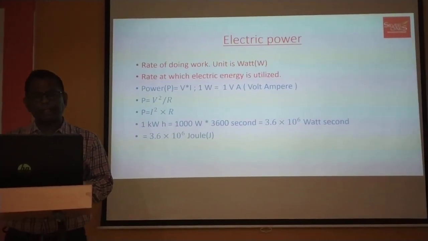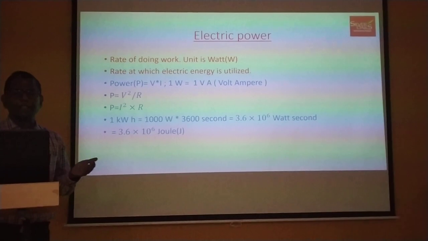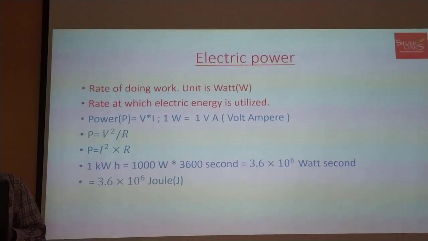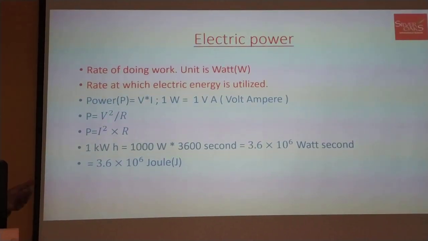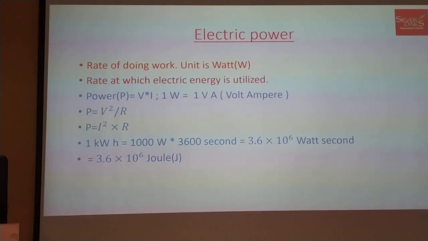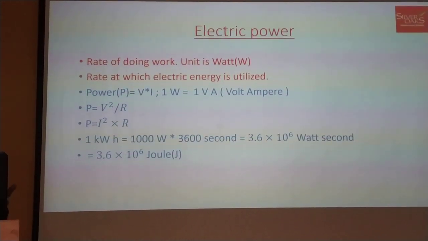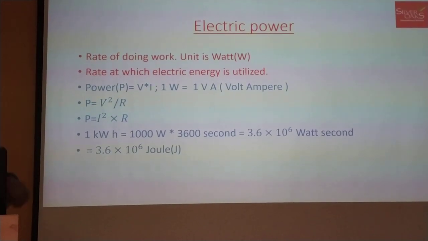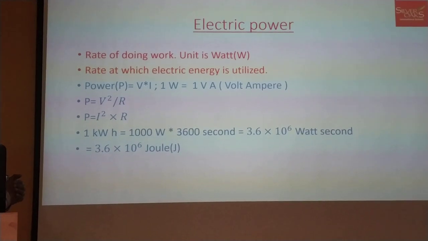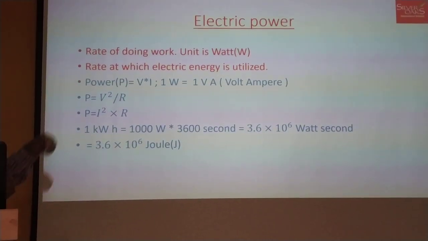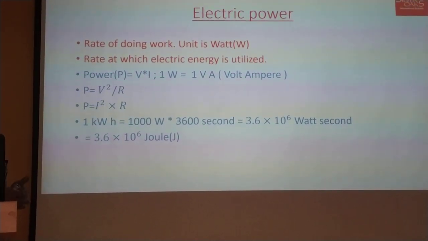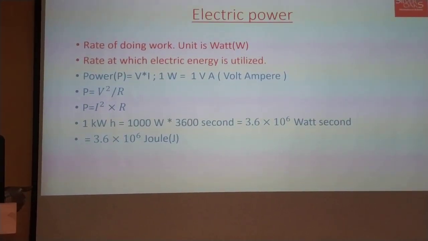So having studied that, let us see what is the meaning of electric power. All of us consume power. So what is power? You must have studied in your lower grades that the rate of doing work is called power, and the unit of power is watt. Mechanical power as well as electrical power is denoted in watt. The unit of power is watt, denoted by W, and it is the rate at which energy is consumed or utilized.